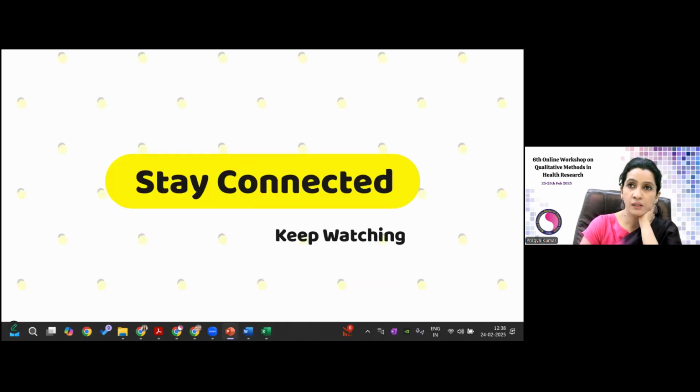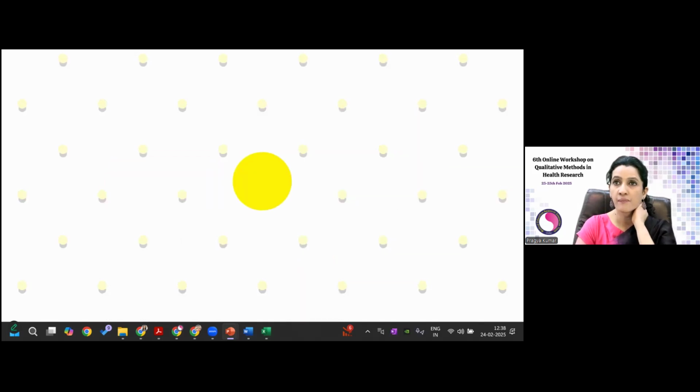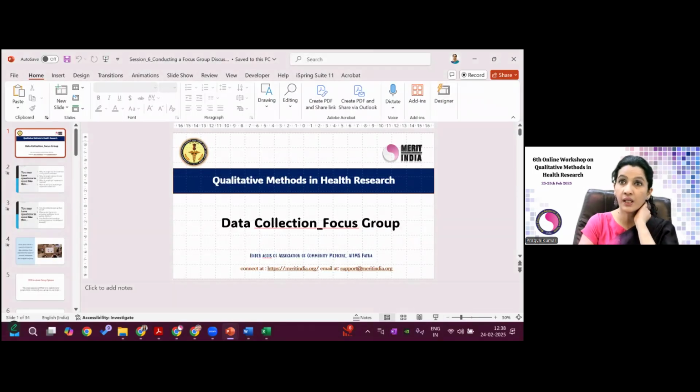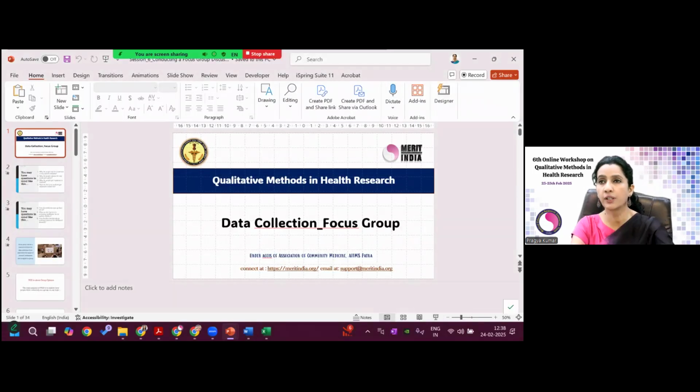There was one question from Dr. Praveena: if we are planning to conduct only 2 FGDs with 8 participants each and have logistical support for only 2 groups, but more invitees show up, how can we manage the situation?